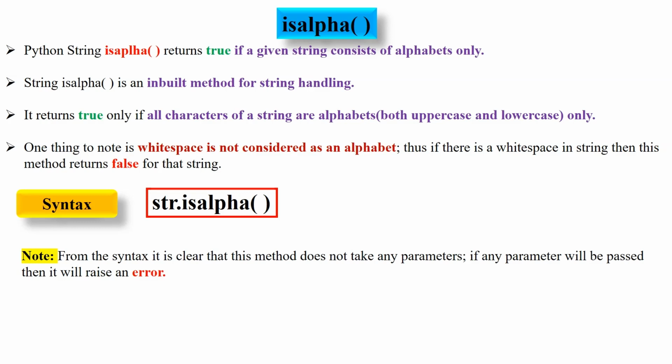The syntax is str.isalpha(). You have to note that, from the syntax, it is clear that this method does not take any parameters. If any parameter is passed then it will raise an error.